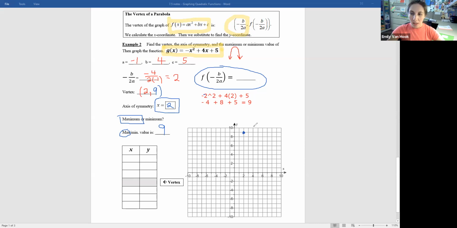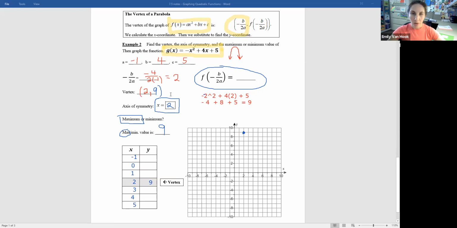Now we can start filling in our table. I'm going to put the vertex in the middle, 2 and 9. And then we can start picking some other numbers to plug in for x. So same strategy as before, centering around the vertex. So I'm going to pick some values close to 2. So how about 1, 0, negative 1. And then we'll go the other way, some values close to 2 on the other side. So to the right of 2, 3, 4, and 5.